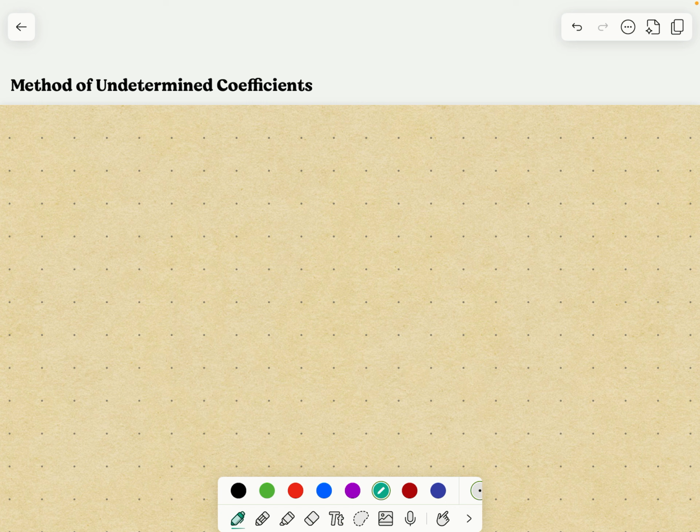Okay, this is the first video on the method of undetermined coefficients. The method of undetermined coefficients provides a way to find a particular solution to the non-homogeneous linear differential equation. So what we can use this for is finding a particular solution. Particular solution just means finding one solution.